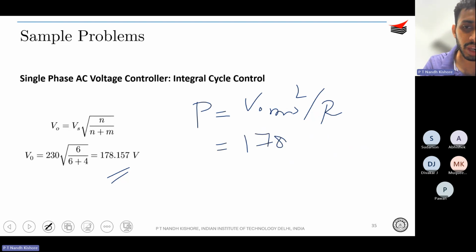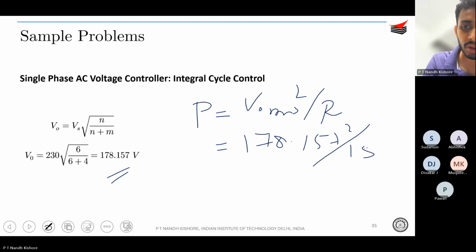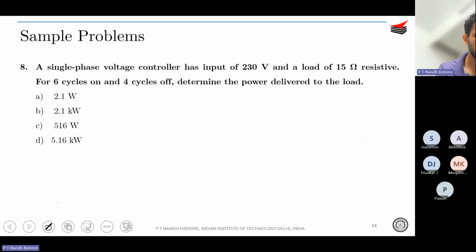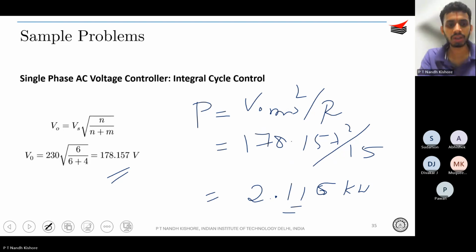So 178.157 square over R is 15 ohms. So what is the value that you get? 178.157 square divided by 15. So you should end up with 2.116 kilowatt, if I'm right. Yeah. So you will end up with 2.1 kilowatt. Simple, right? All of these are simple questions. Okay.